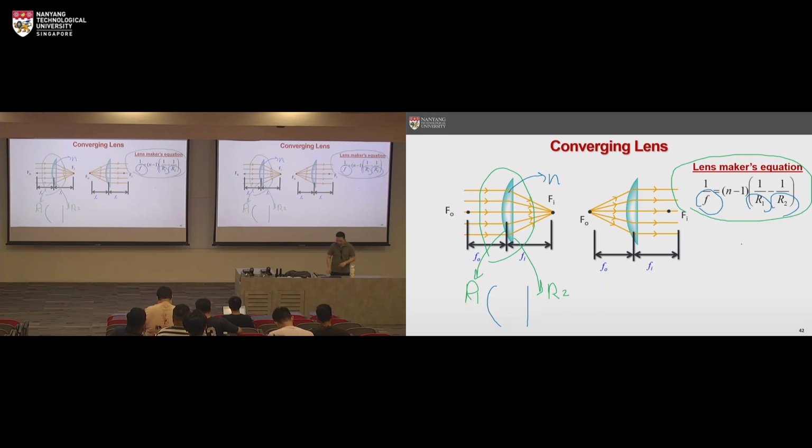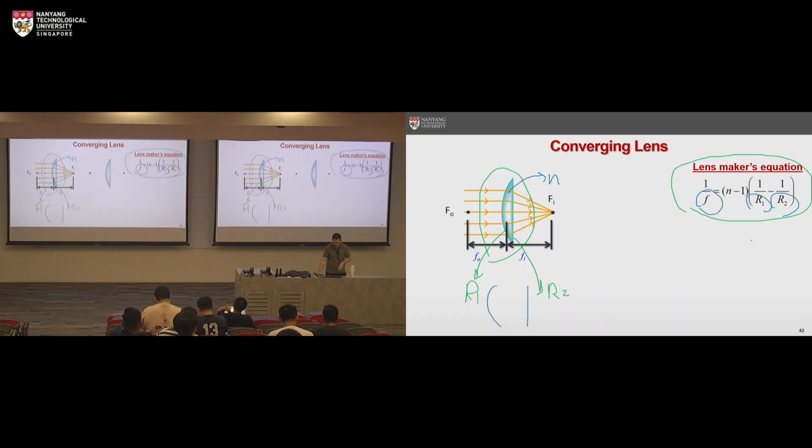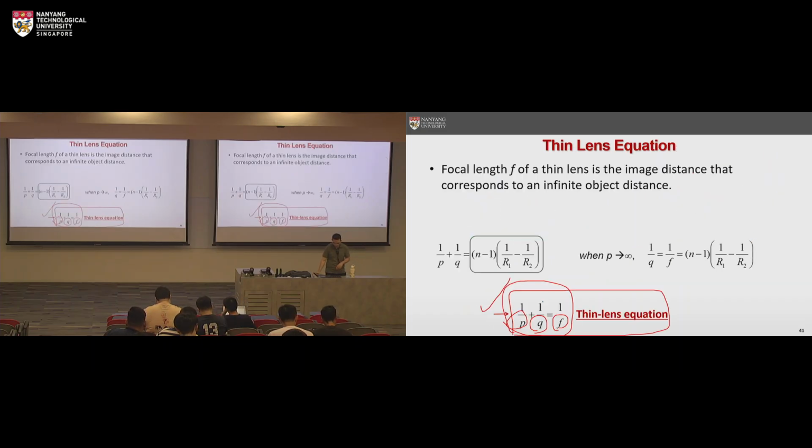Okay, so this one we don't use it to find where the image is, basically, because as you can see there's no P, there's no Q. So in the end, close to the final exam, a student will always ask me one question: how do I know when to use this versus when to use this one?